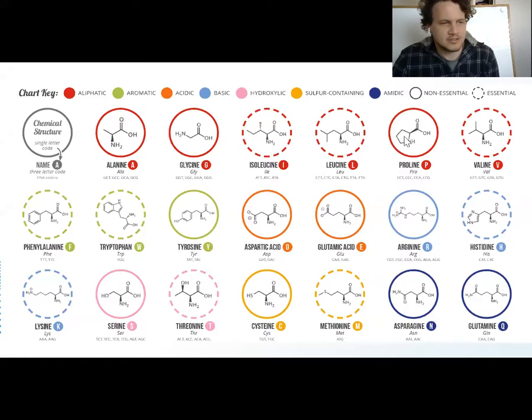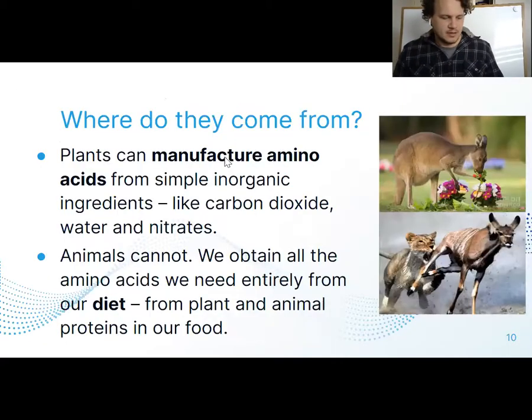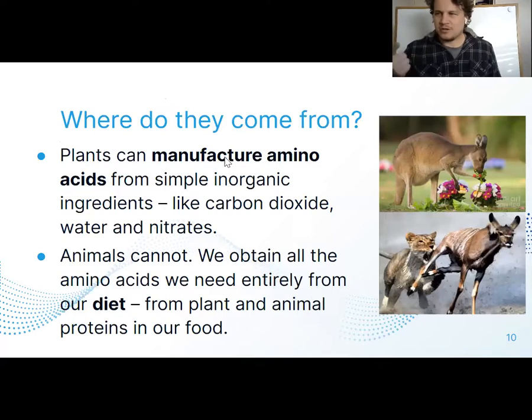We then have non-essential, which we can synthesize or recycle. Sulfur containing, which is cysteine and methionine. I won't go through every single one and explain because really we're not worried about that. We're looking at the interactions between. Plants manufacture amino acids from nitrogen, water, and sunlight, and nitrates, so the nitrogen in the soil. And then the animals eat those.